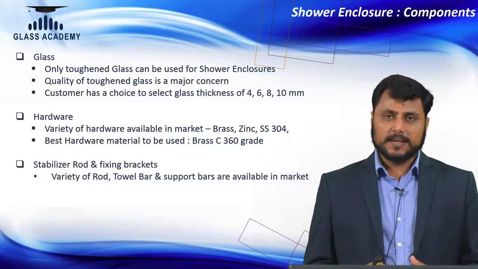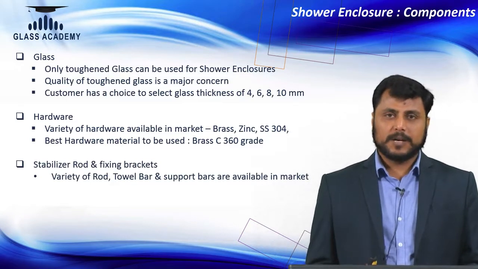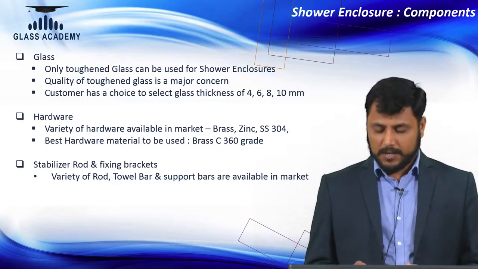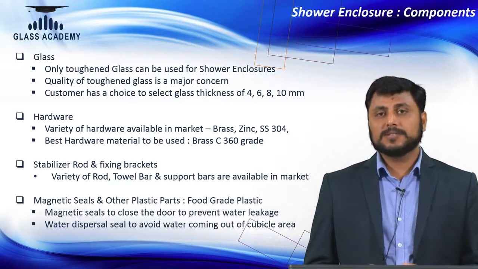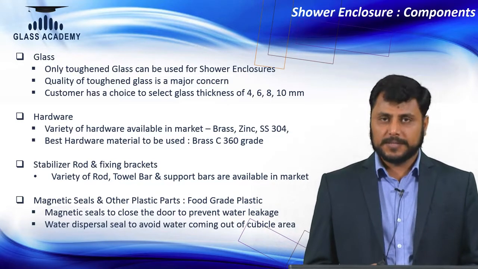Then, to fix the glass for a shower enclosure, there are some supporting rods which will hold the glass from the top, and a supporting bar also, which can be made of SS. SS again, but here we need to specify the grade. It must be 304 grade, which is considered the best domestic grade of SS.